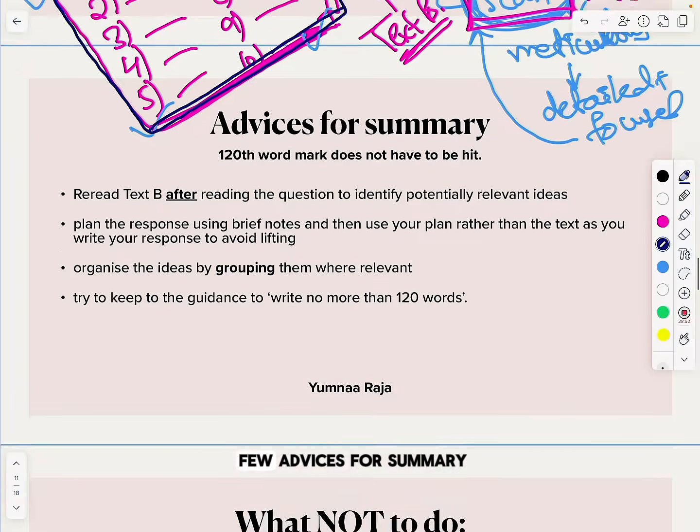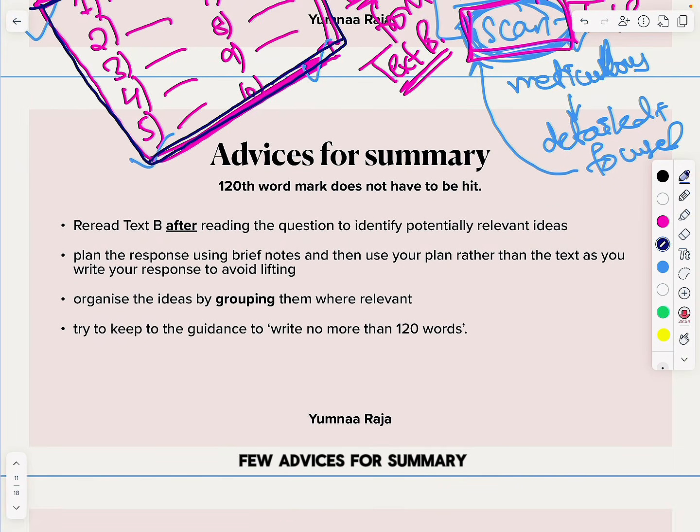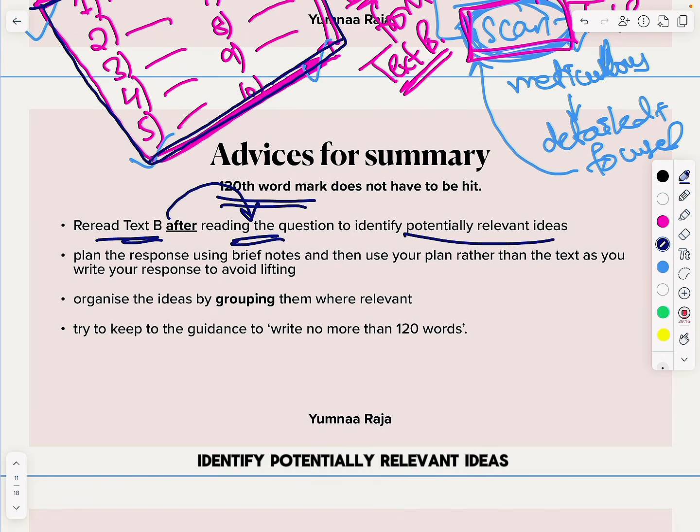All right. So what are a few pieces of advice for summary? The 1/20th word mark does not have to be hit. I told you this in the very beginning. The 1/50th word mark does not have to be hit as well. Can I stop summary writing if I have reached 110 words, 105 words, 130, 35 words? Absolutely yes. What are a few pieces of advice? Number one, reread text B after reading the question. Why? Because it helps you identify potentially relevant ideas. Because once you have the keywords in front of you, then it's very easy.